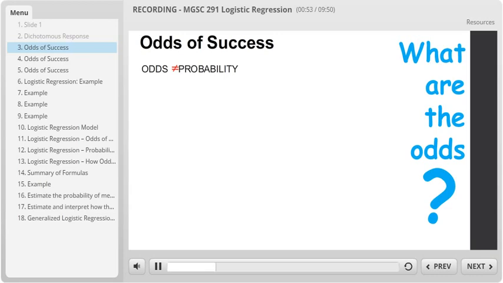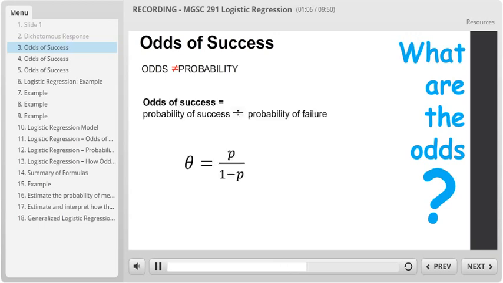Many people mistakenly believe that the odds of something occurring are the same as the probability of something occurring. This is not true, but odds and probability are related. Specifically, the odds of success are defined as the probability of success divided by the probability of failure, or P divided by 1 minus P. Note that we use the Greek letter theta to represent the odds.